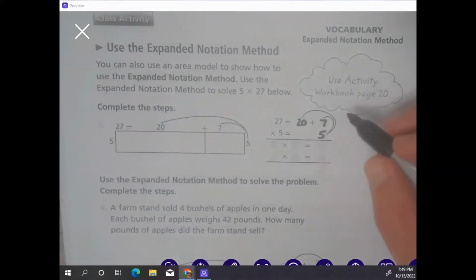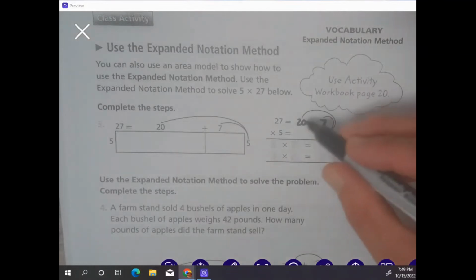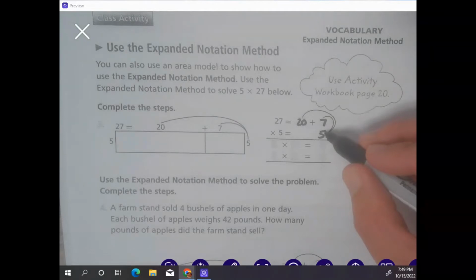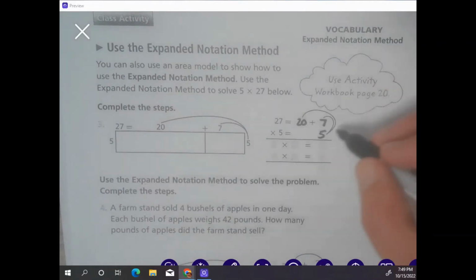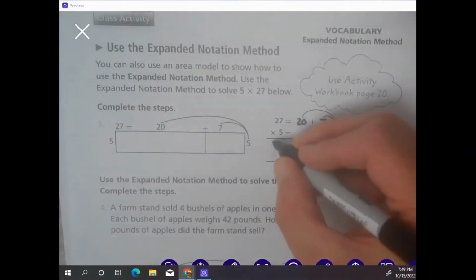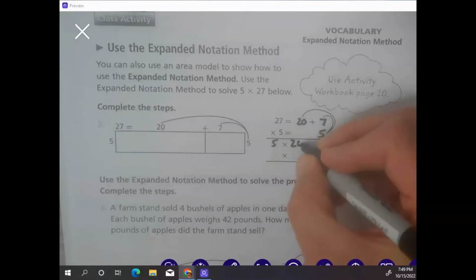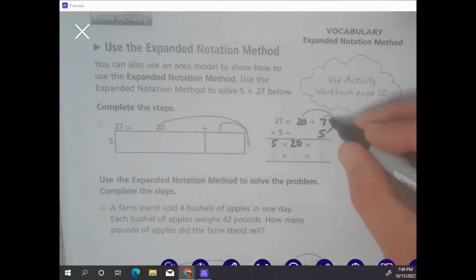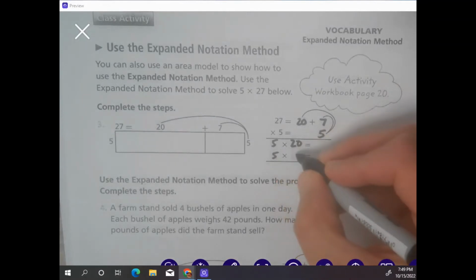You can see our math book put these little lines here, these curly cues, and what they're showing here is we're going to multiply the 5 times 20, and we're going to multiply the 5 times 7. And that's where this goes here. So 5 times 20, grab your pencil, 5 times 20, and then the other multiplication problem we have is this one here, 5 times 7.